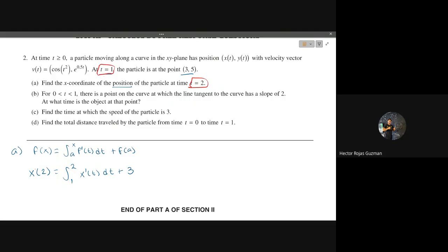Type it up in the calculator. The answer here is going to be 2.557.